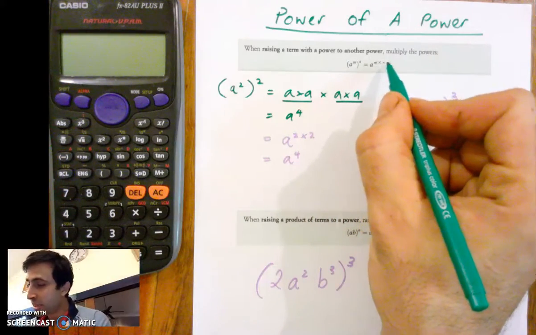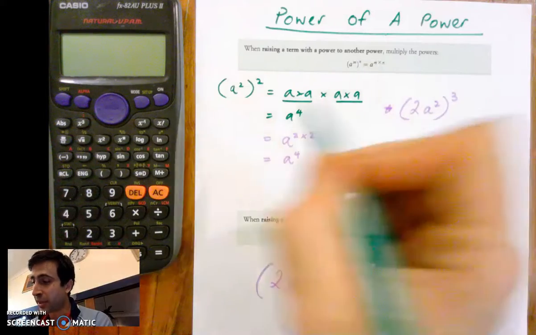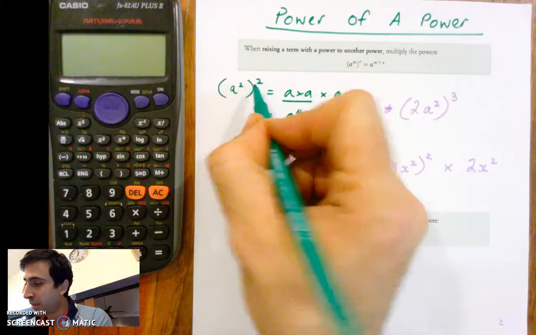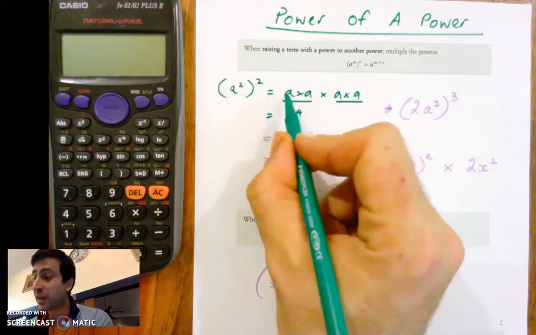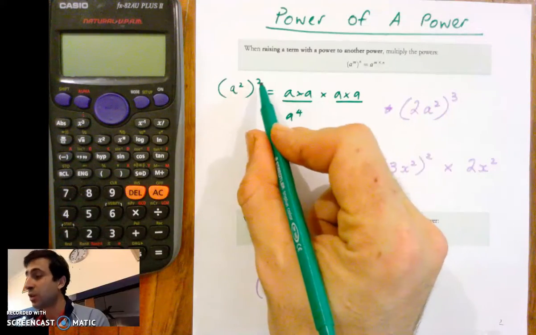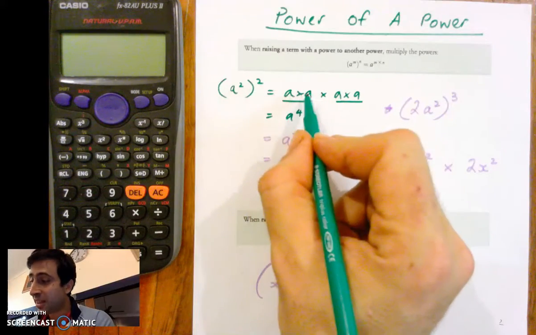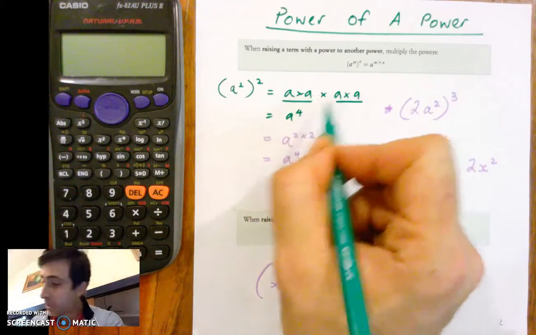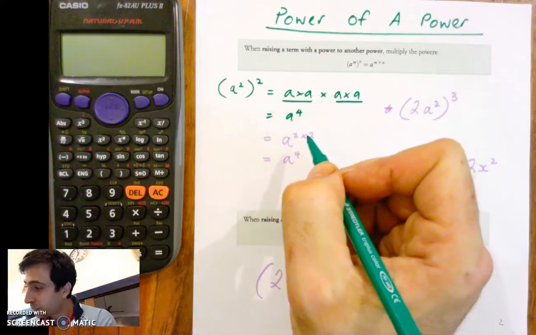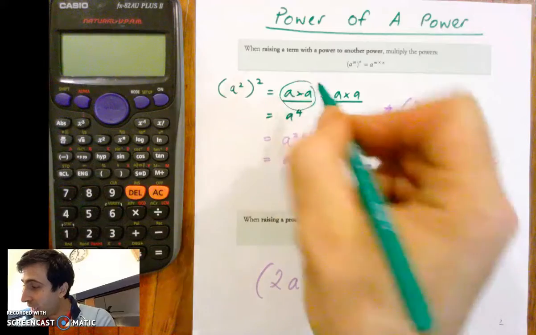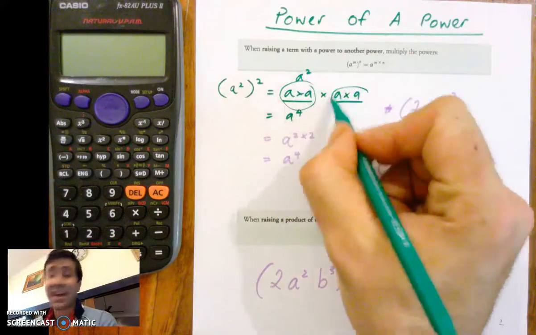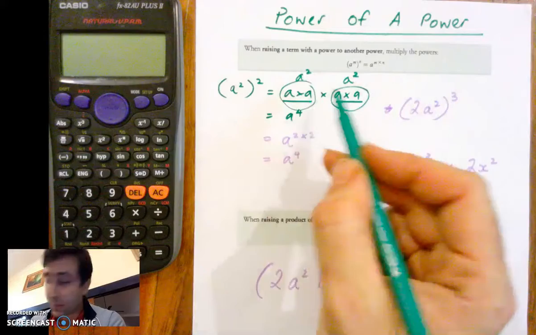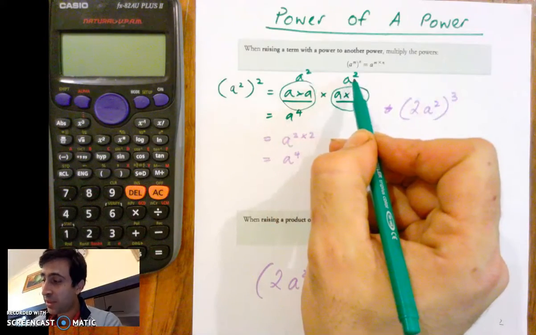So here's an example. We've got a squared, brackets, squared. So that's exactly the same as saying a squared, which is a times a, multiplied by itself. So a times a times a times a. And we see that that's just 1, 2, 3, 4. That's a to the power of 4. So that's a squared, and that's a squared. And a squared squared is just a squared multiplied by itself. And so it has to be a to the power of 4.